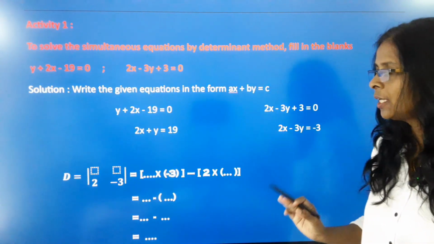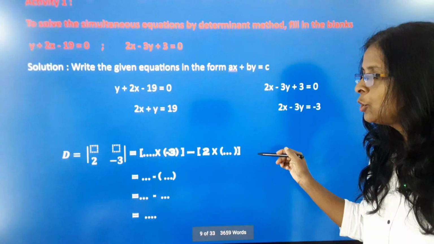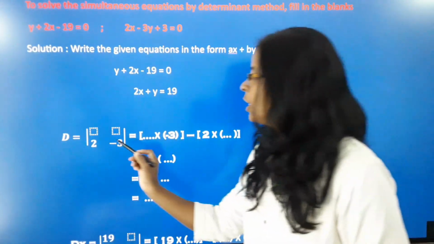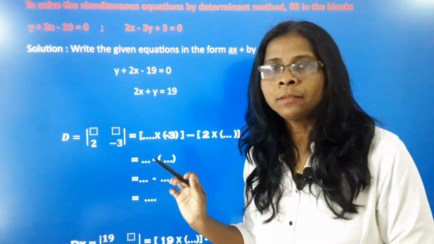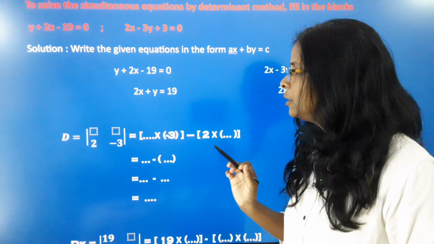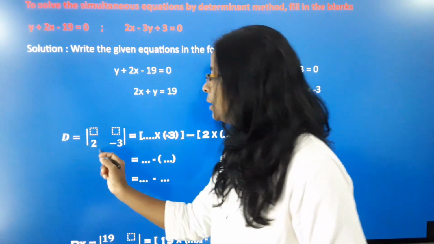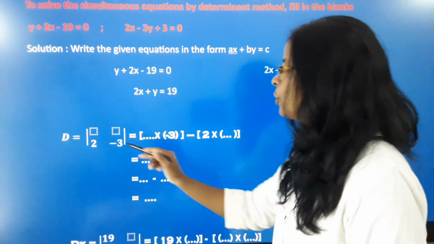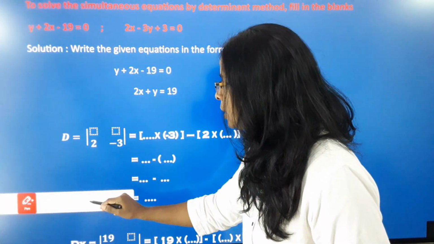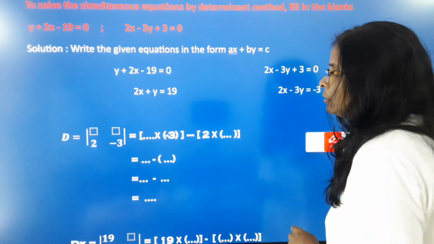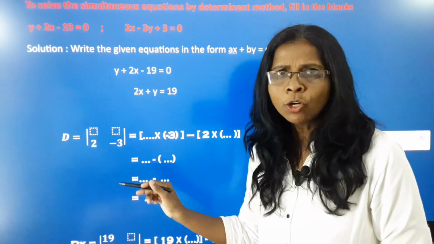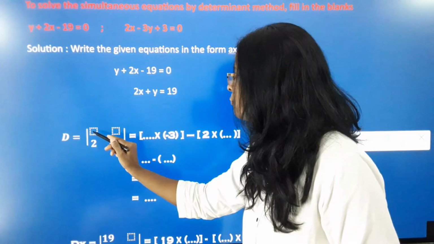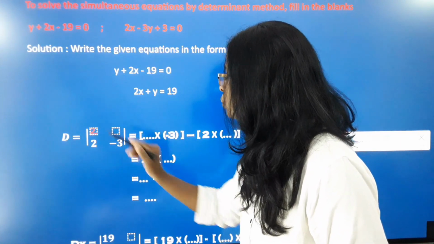Okay, so now do the process on these new equations, which are in ax plus by is equal to c form. So here first find out the determinant D. Here the blank spaces are there, so you fill up the blank spaces, that is D is equal to the determinant. In this first column we have to write down the coefficient of x here. So the coefficient of x, that is 2, 2.